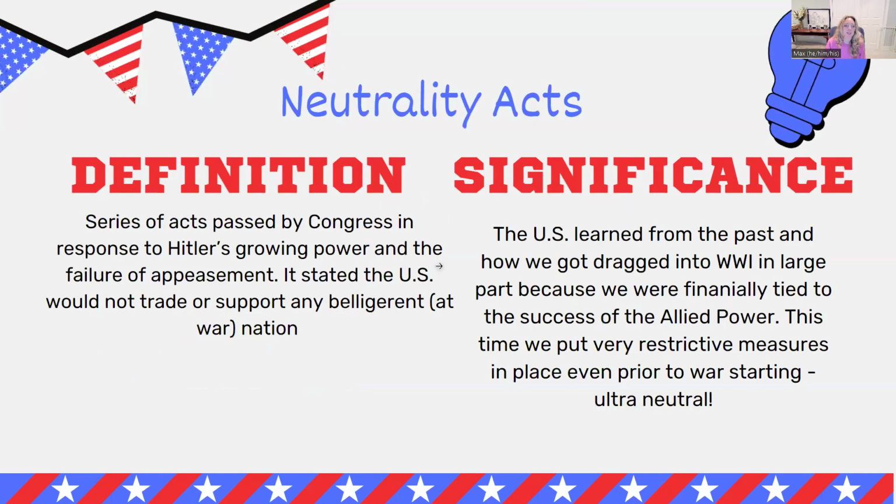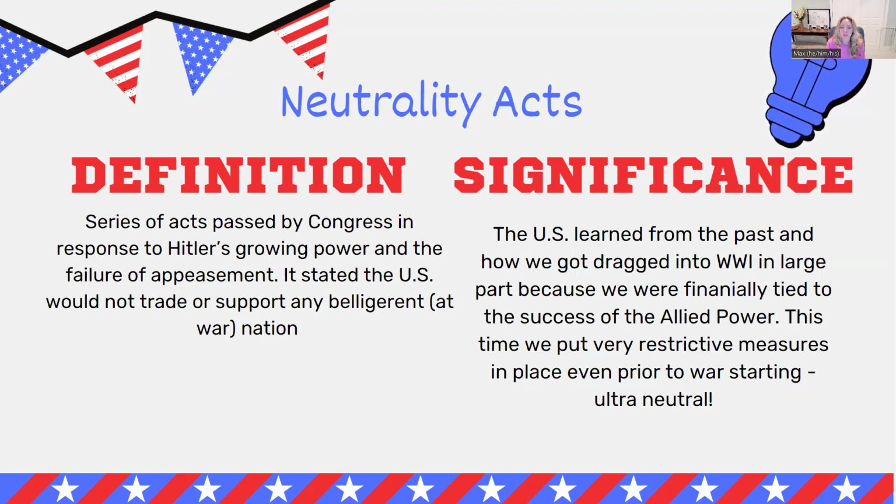Neutrality Acts. Series of acts passed by Congress in response to Hitler's growing power and failure of appeasement. It stated that the United States would not trade or support any belligerent at-war nation. The United States learned from their past mistakes of how we got dragged into World War I because we were so financially tied to the success of the Allied powers. We loaned them billions of dollars, and we were selling them so many weapons. We were making money off of them that we got so closely tied to them that it made us feel more obligated to join to make sure that they were winning, because if they lost, how in the world are we going to pay back our loans?